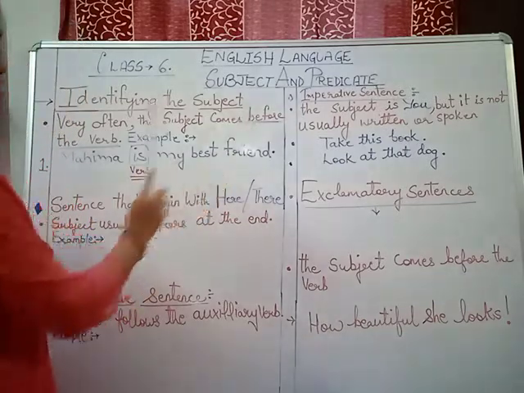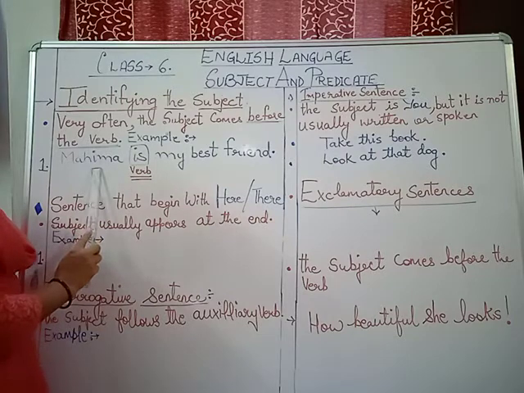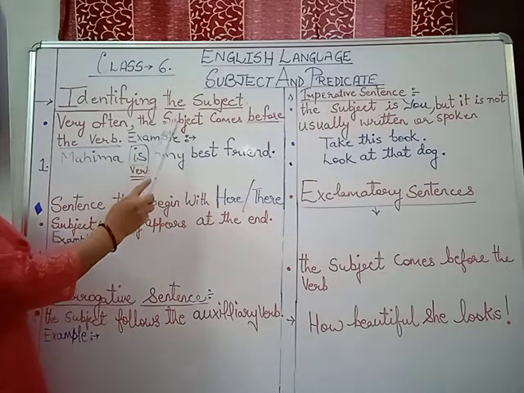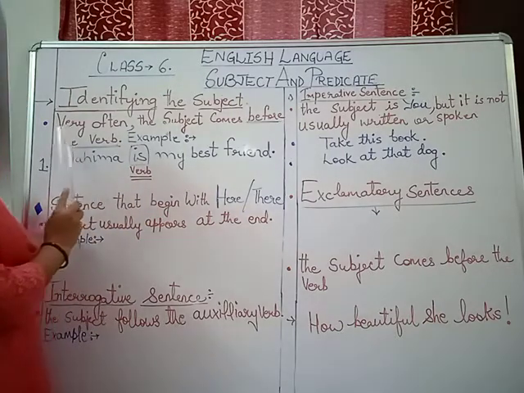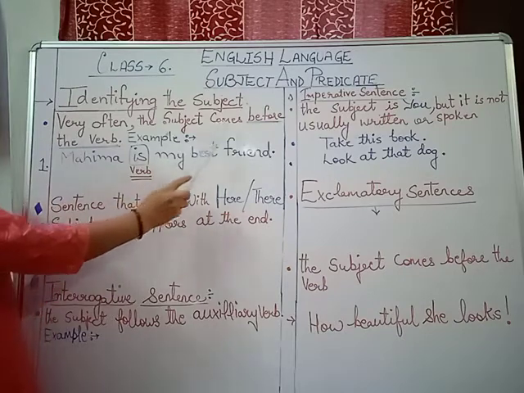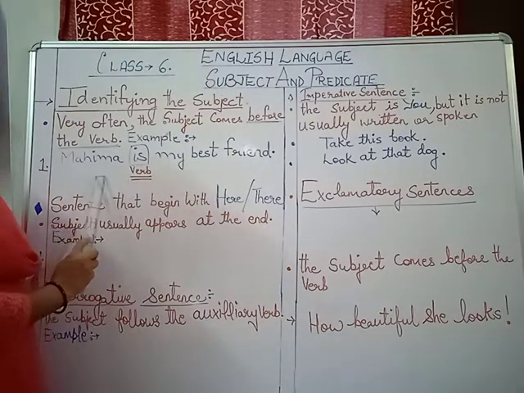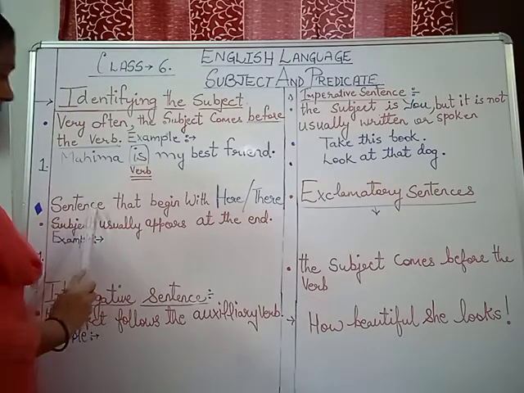Here "is" is a verb which is placed before the subject. The subject is Mahima. Children, first we have to understand this: where is the verb placed and where is the subject placed? The first one is done. Let's see the second one.